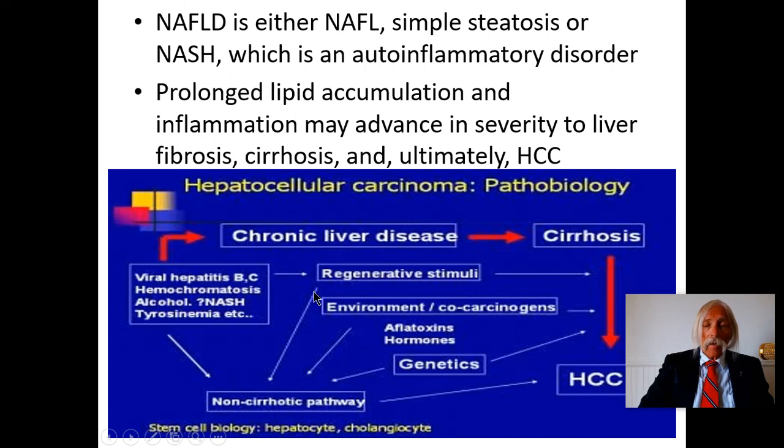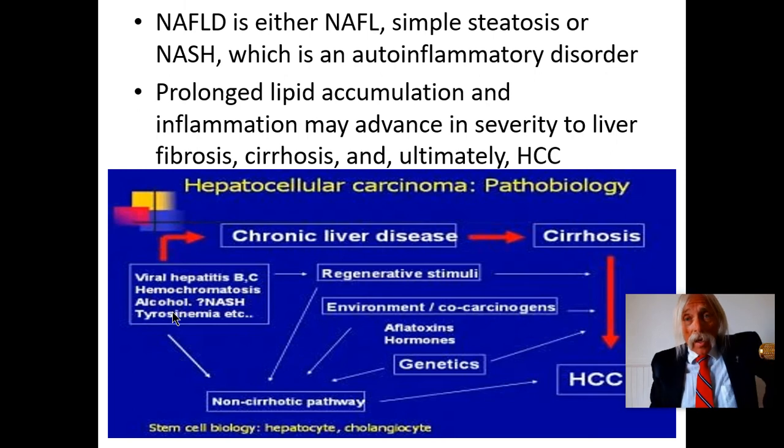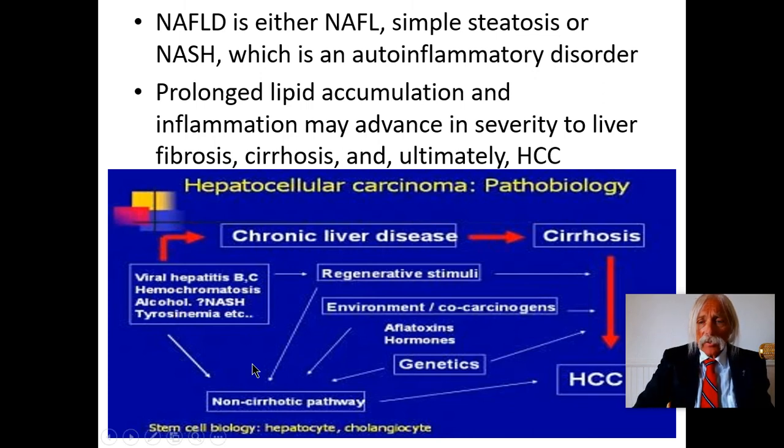You can also get viral hepatitis B or C, either one of those two viral hepatitis species. You can get hemochromatosis, alcohol. Now, alcohol would make it not associated with NAFLD, but it still can lead to cirrhosis ultimately, and of course to hepatocellular carcinoma. And you also get various other kinds of prequels to the major disease. So these can lead to regenerative stimuli, which can ultimately take cirrhosis to the hepatocellular carcinoma.